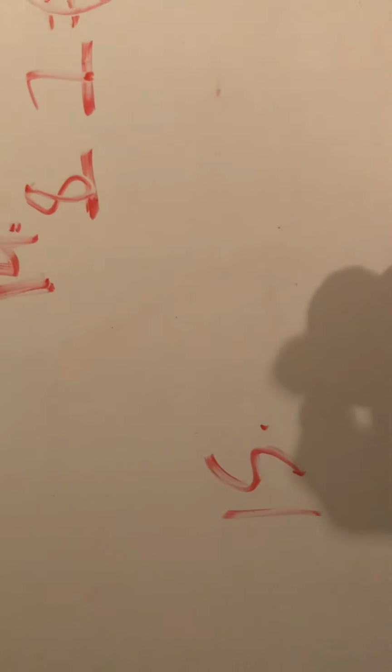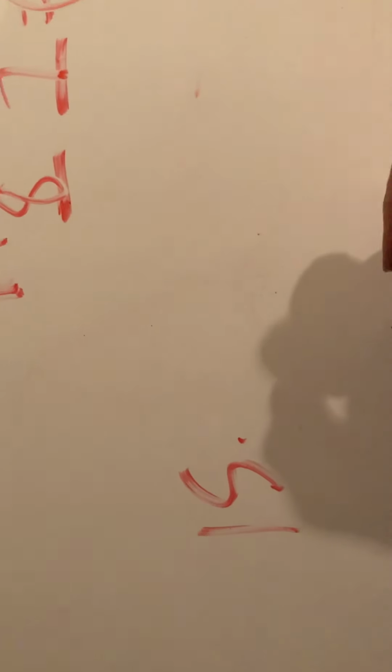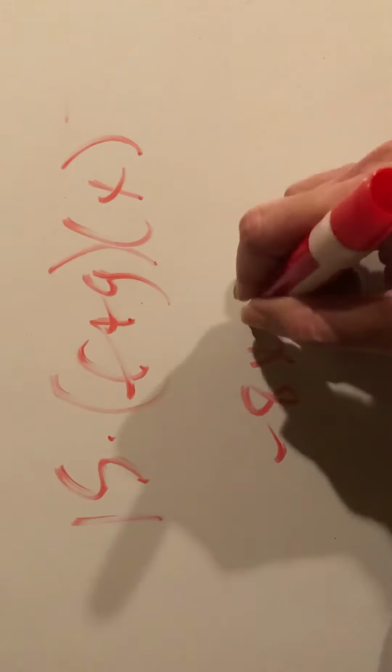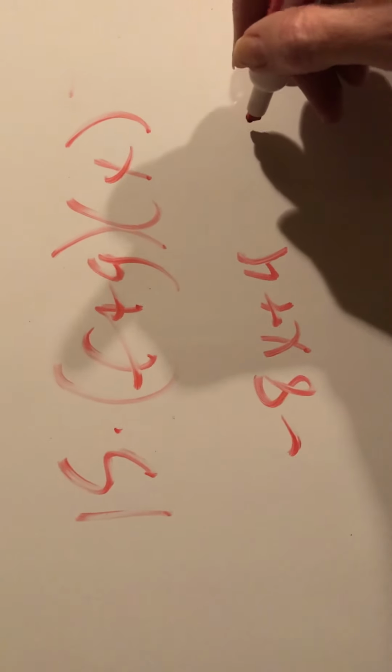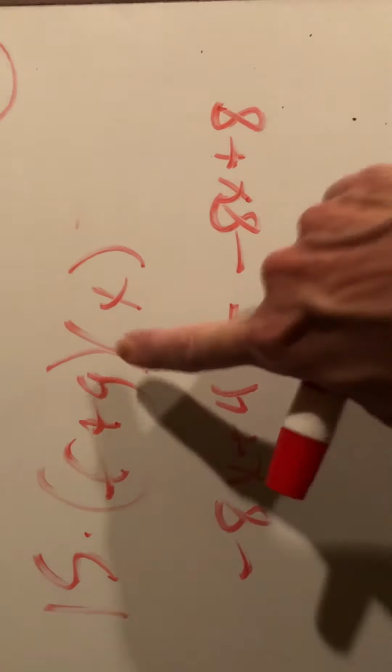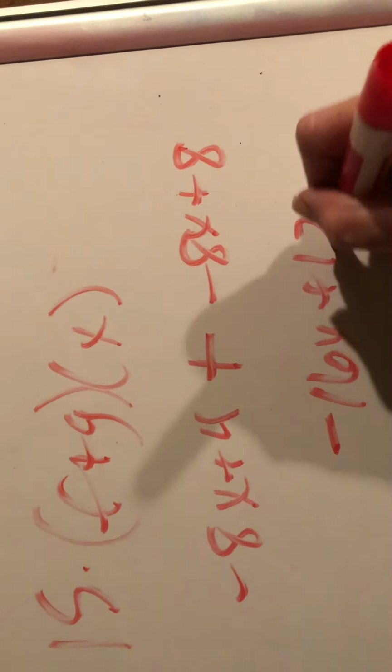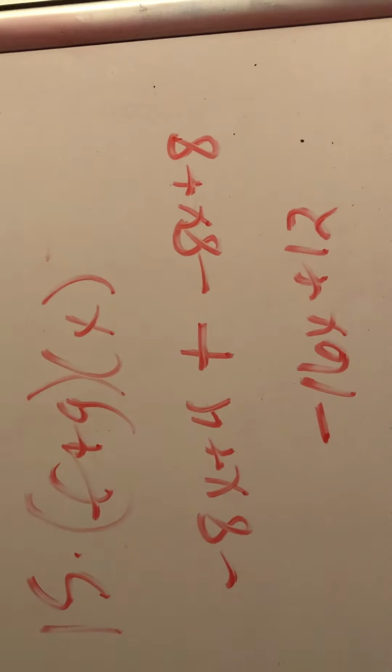Then let's see, number 15. Given f of x is negative 8x plus 4. So we want the sum, f plus g of x. That means I take my f of x, which is negative x plus 4, and I take my g of x, which is negative 8x plus 8, and I add them up. I take my f function, my g function, and I add them up. So negative 16x plus 12.